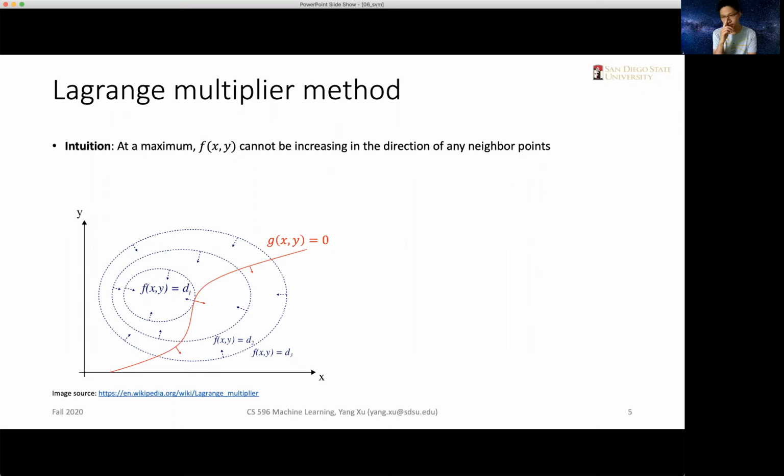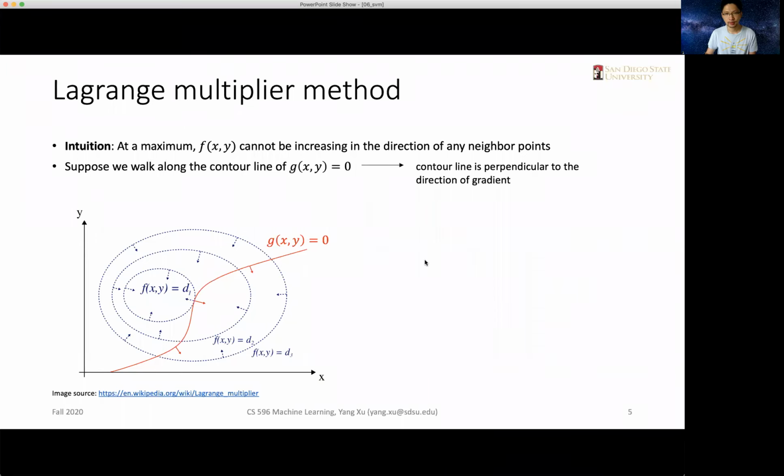So the thought is, if we reach the maxima points of f(x), then f(x) should not increase in any direction of its neighboring points. That is the definition of maxima, right? If it still increases towards some direction, then we should move towards that direction. Suppose that we walk along the contour lines, these red lines.